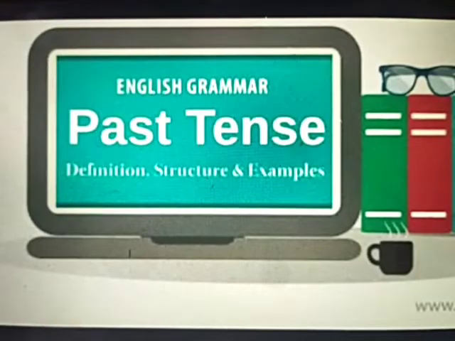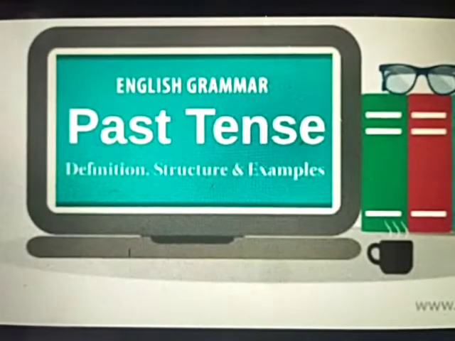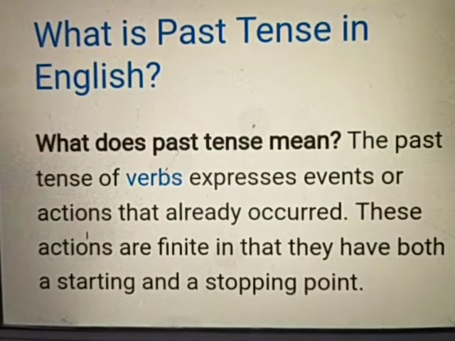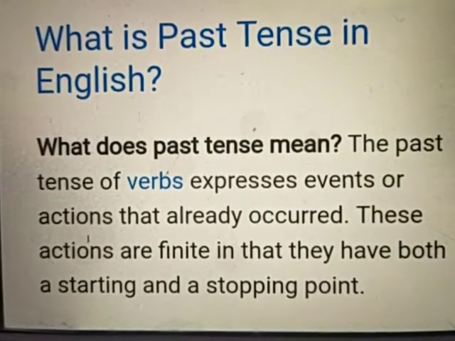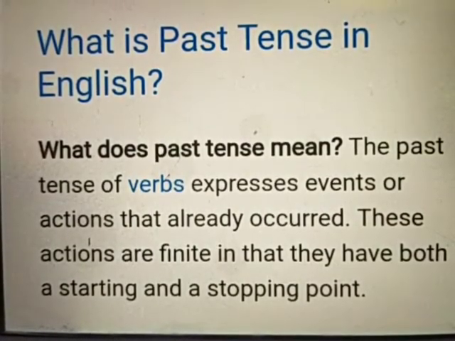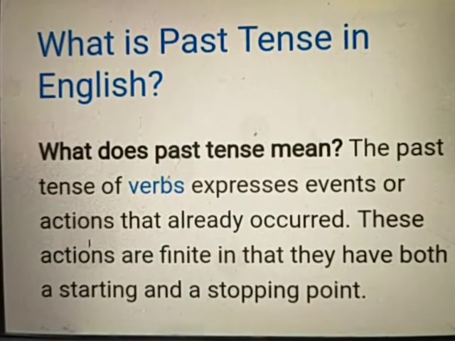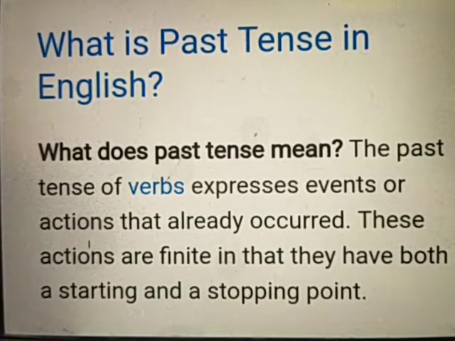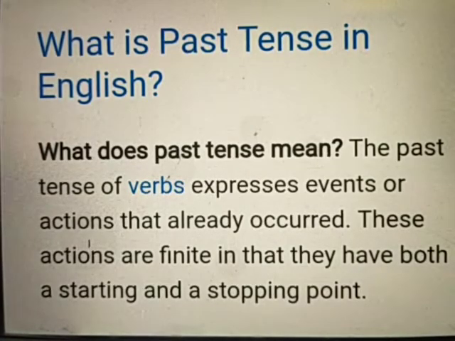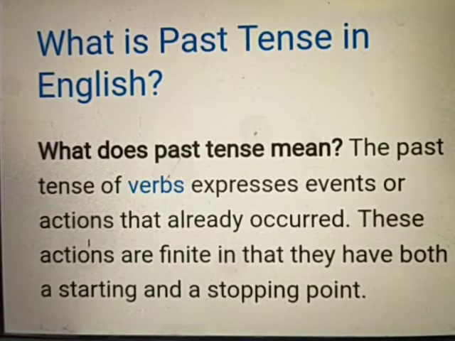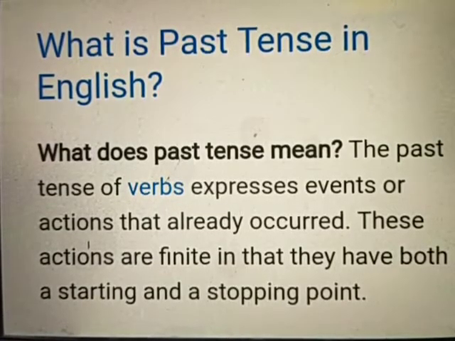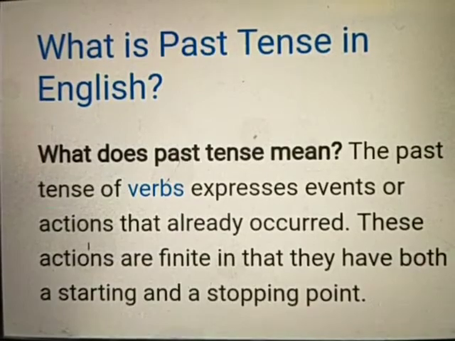So let's start chapter 3, past tense. What is past tense in English? What does past tense mean? The past tense of verbs expresses events or actions that already occurred. These actions are finite in that they have both a starting and a stopping point.